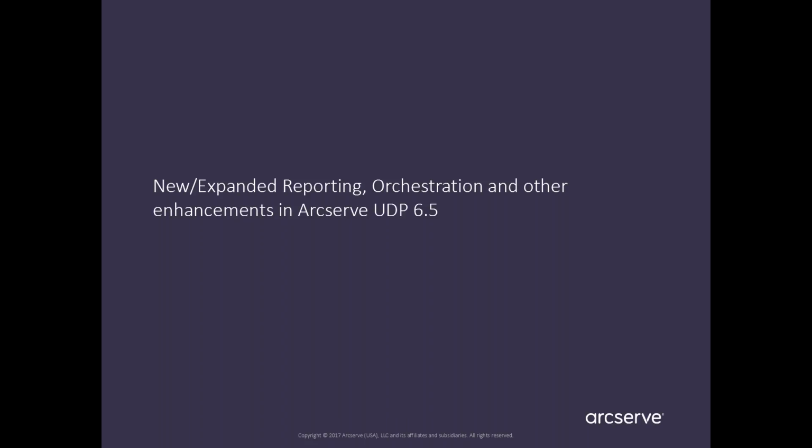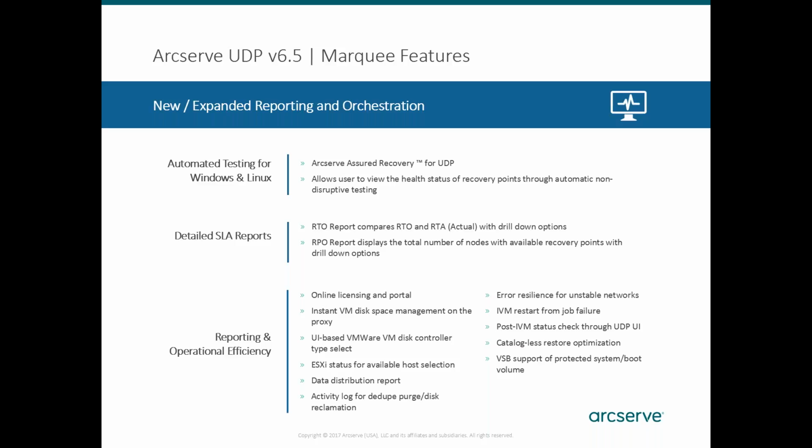We have had for a while a feature or capability that we call assured recovery. This capability was available originally in our high availability module, and it is now available in UDP. What this means is that we can allow you to run disaster recovery tests in a non-disruptive fashion and in an automated way, meaning that you essentially will get the assurance of the ability to recover. This is done on, of course, non-production systems.